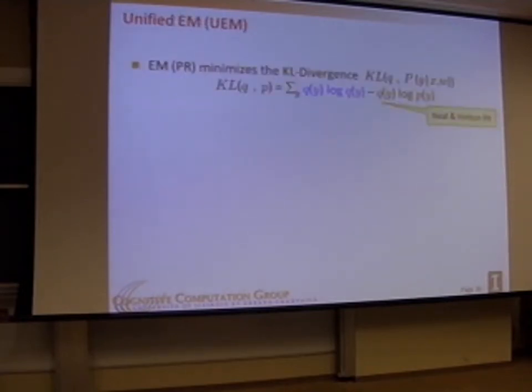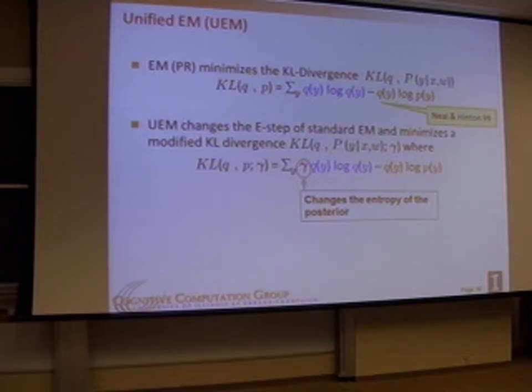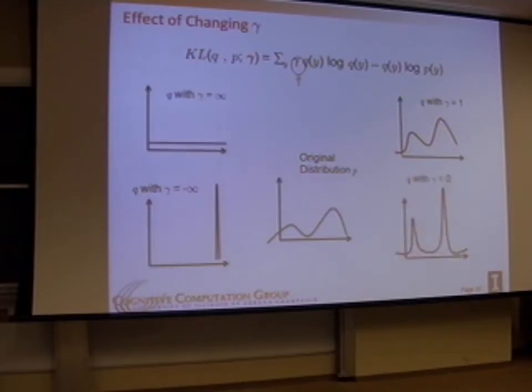So basically the idea is to start with Neal and Hinton's formulation of EM, this entropy formulation, and essentially add one parameter, this lambda here, that changes the entropy of the posterior. If you think a little bit about it, different values of lambda are going to give you different EM algorithms. In fact, you can think about them as giving you different values of the posterior, from this peaky one, which corresponds to hard EM, to the original one that corresponds to EM, and many things that could be in the middle.